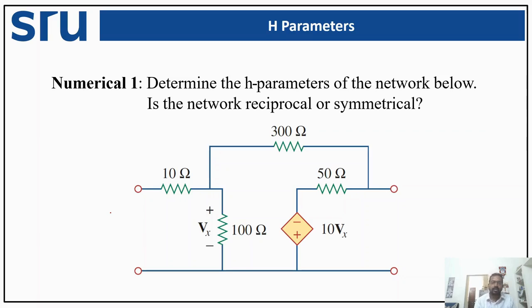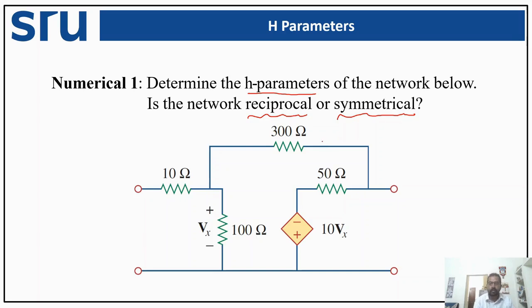Now let us solve this numerical, and this is the first numerical of this particular lecture. What we need to do? We need to determine the H parameters for this particular circuit, and we need to identify whether the circuit is reciprocal or symmetrical. As we discussed in the last lecture, we can apply any of the mesh analysis, nodal analysis, circuit reduction technique, or the conventional step-by-step method of finding the H parameters. So let us start with following the conventional way of solving this particular circuit.